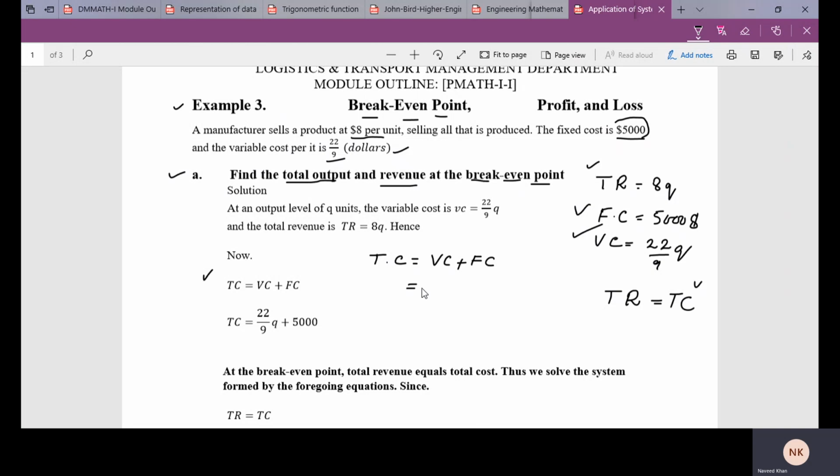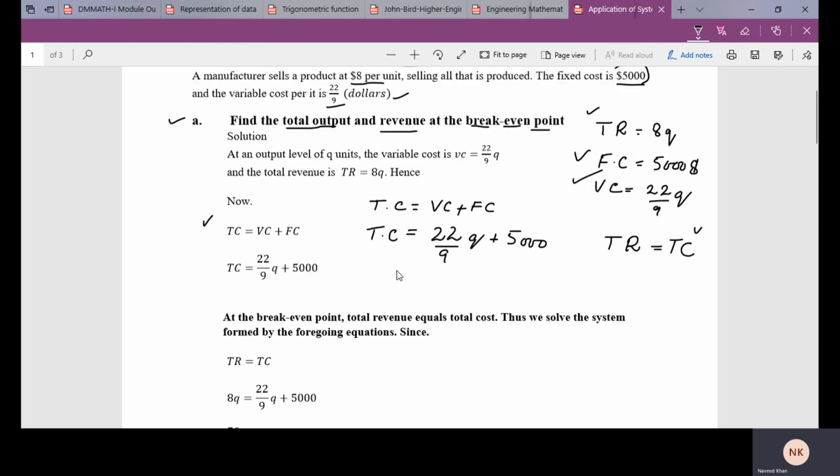What is the value of the variable cost? It is given as 22/9 Q, and the value of the fixed cost, which is already in the question, is $5,000. This is the value of the total cost. Now look at the question, my dear students. We need to find the total output at the break even point.